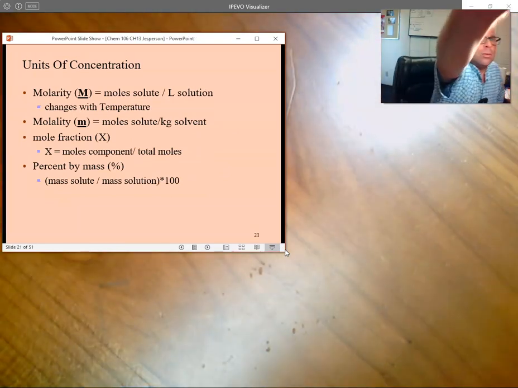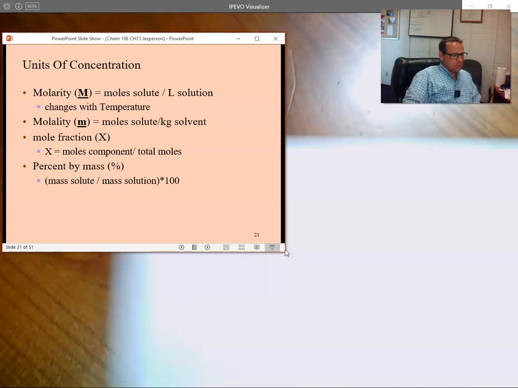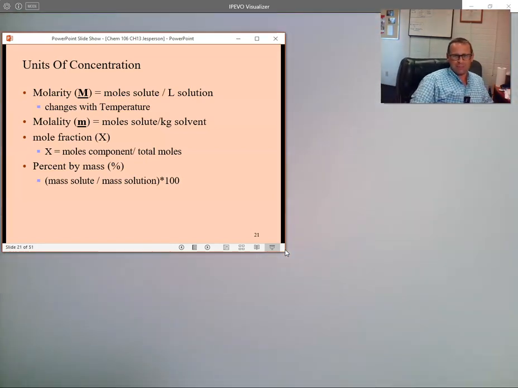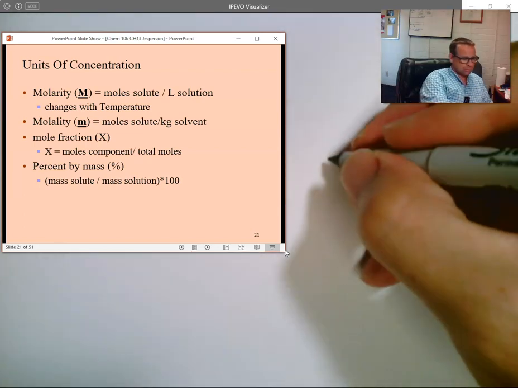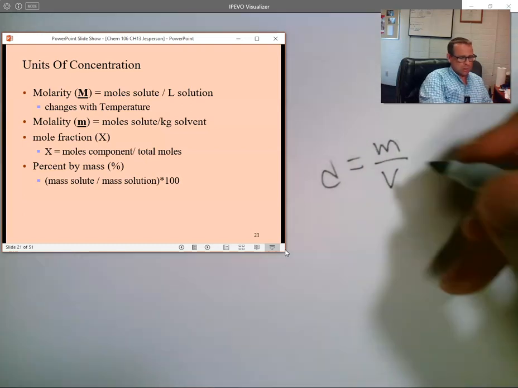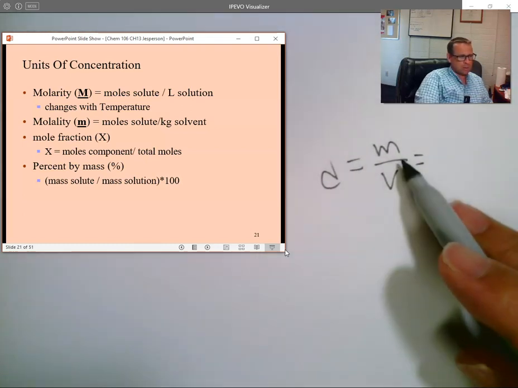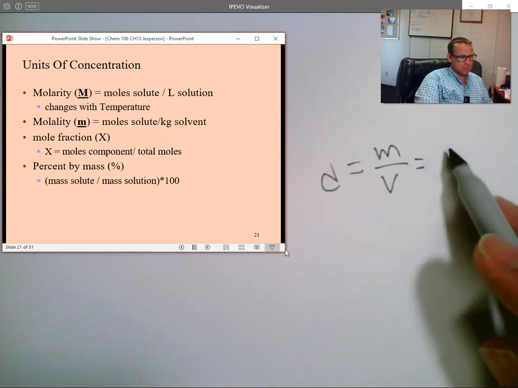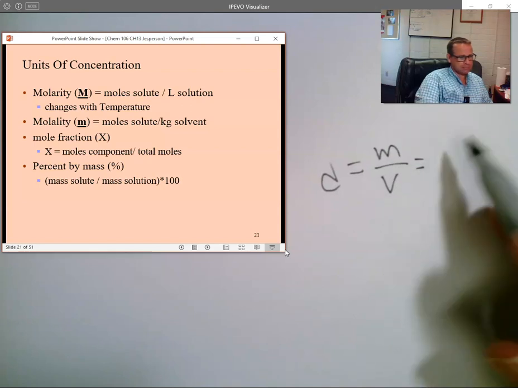You there, Landon? What are the units that we usually use for density? I know density is mass over volume. Good. Mass over volume. So what's an example of mass? What kind of unit would we use for mass? We could do grams or kilograms.